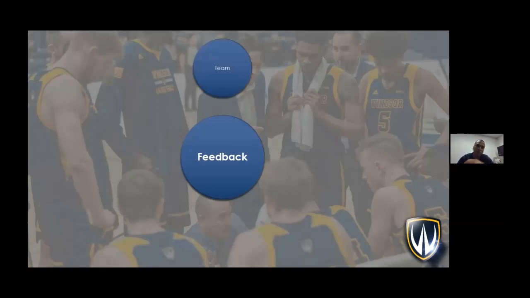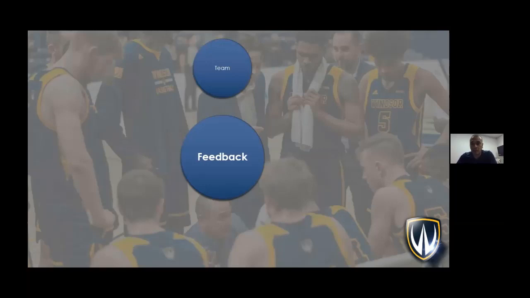The next step I'm going to go to... I'm going back here. So this is our DNA, the style of play. As you see here, we have our defensive DNA and our offensive DNA. This is something that when teams see us play, they should know, okay, these are their clear objectives on both ends of the floor.